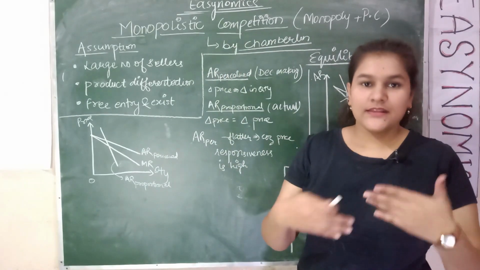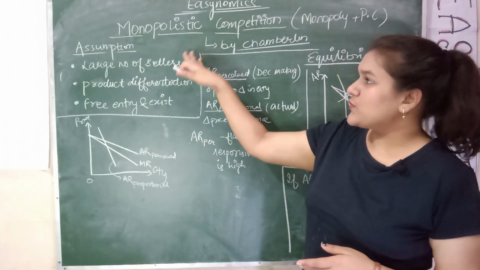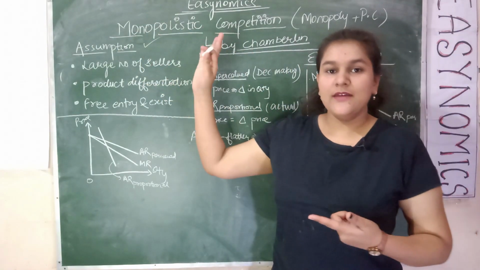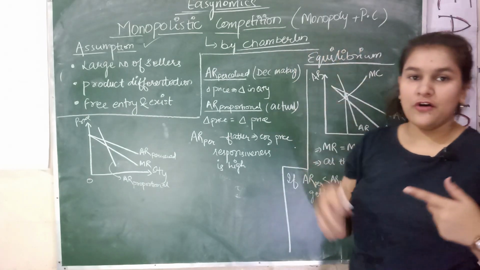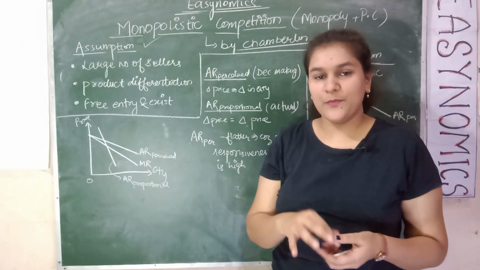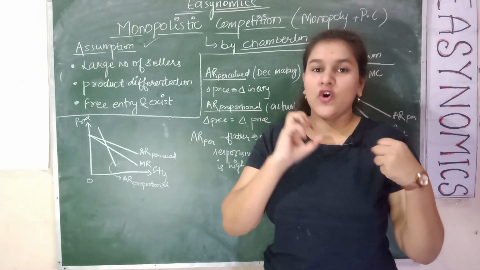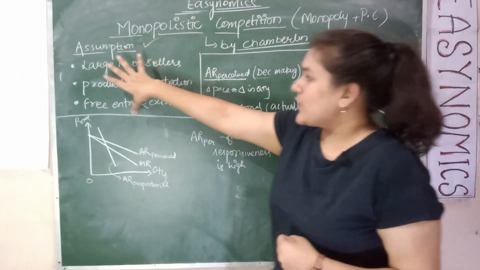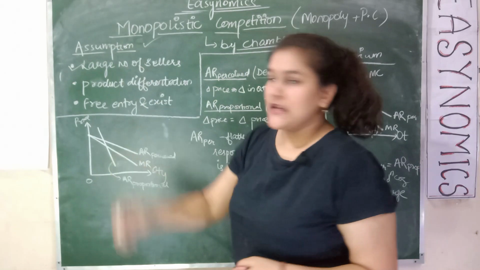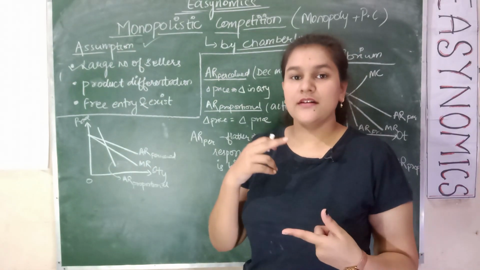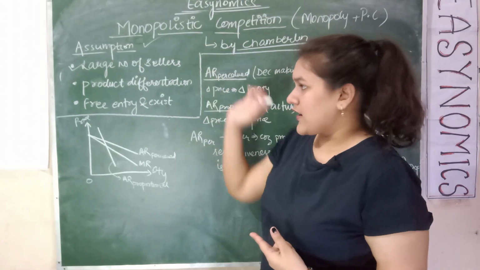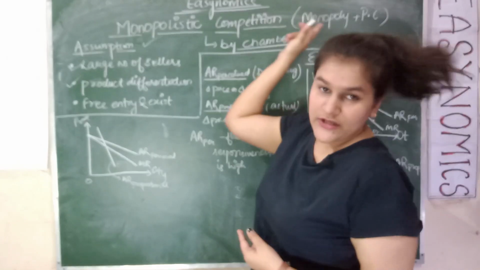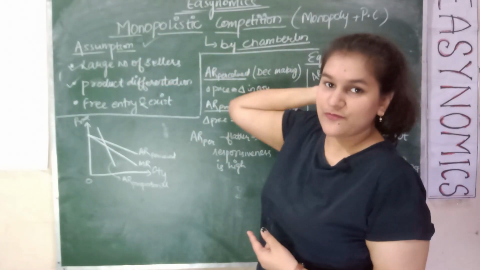Like we did in the earlier types of market, first let's study the assumptions of the monopolistic competitive market. Basically, monopolistic competition is a combination of monopoly plus perfect competition. It means it has features common to monopoly as well as perfect competition. It is a mix of both types of market. Now what are the assumptions? There are a large number of sellers in the market. It means buyers and sellers exist in large numbers in the market. This assumption is common to perfect competition, so that's why we say that it has some features of perfect competition.